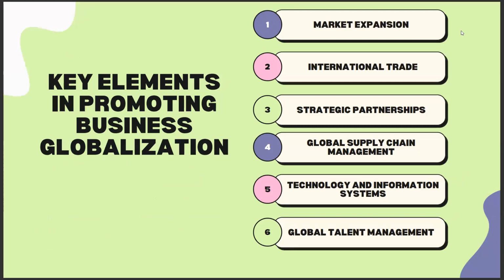Right, so next one would be the key elements in promoting business globalization. So here also there are so many key elements that can promote business globalization, but I've chosen 6. First one being your market expansion. So businesses need to identify new markets and opportunities beyond their domestic borders.